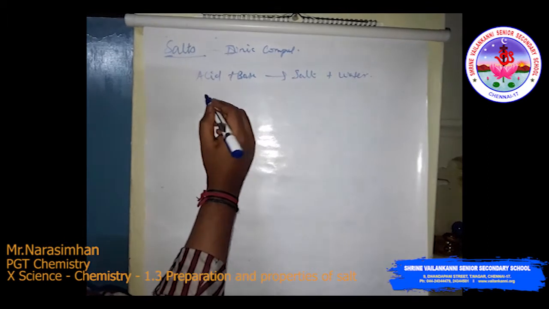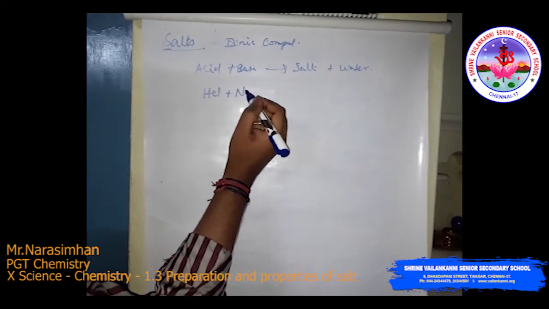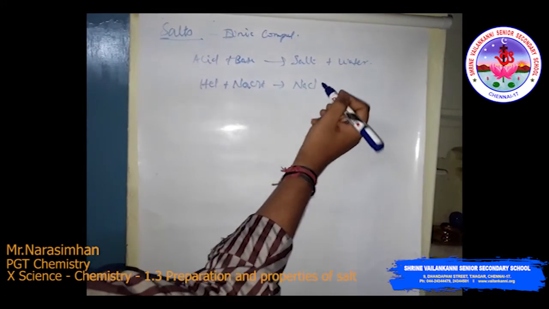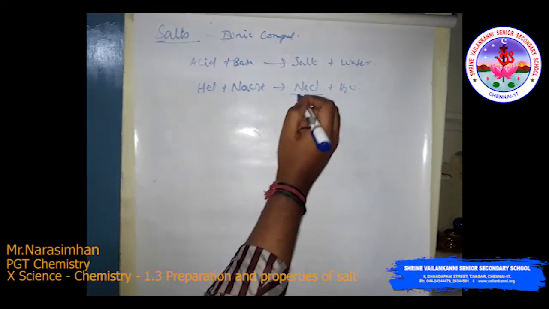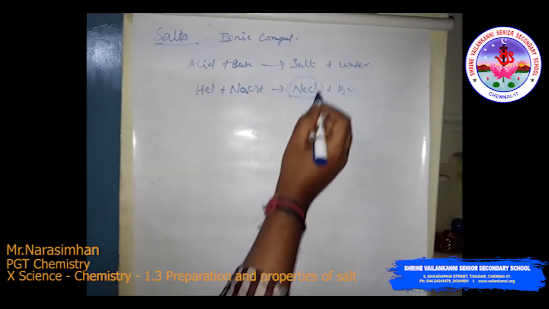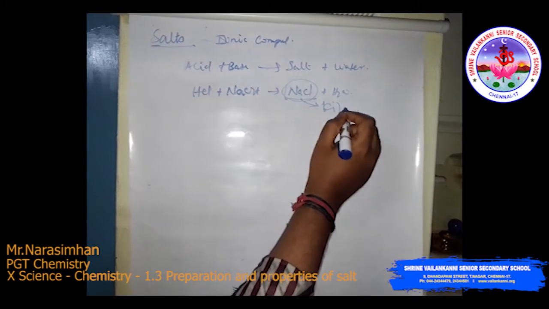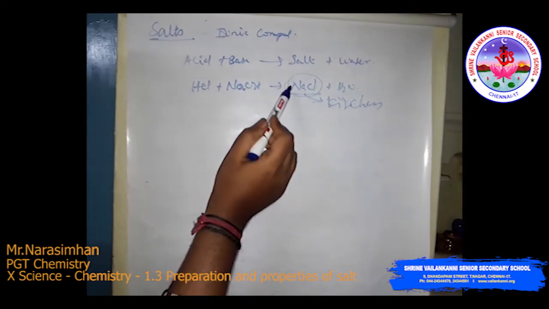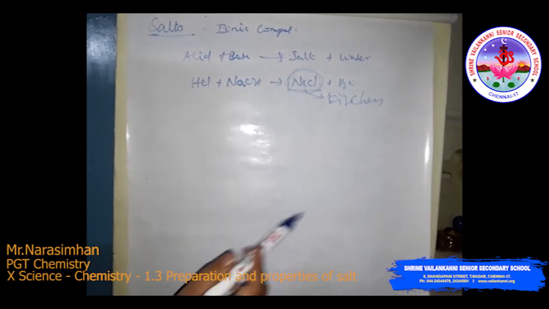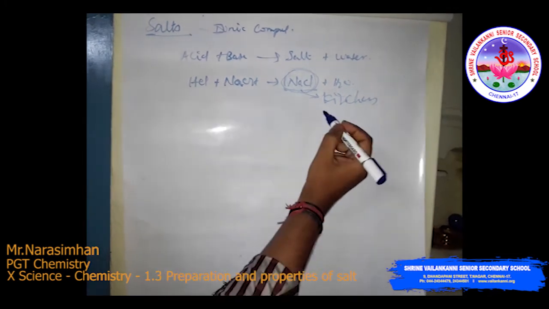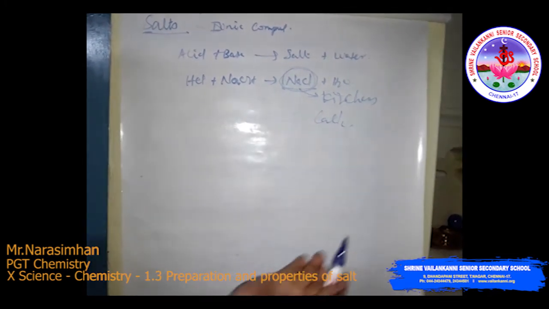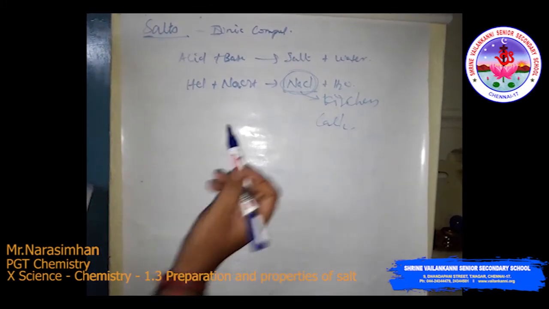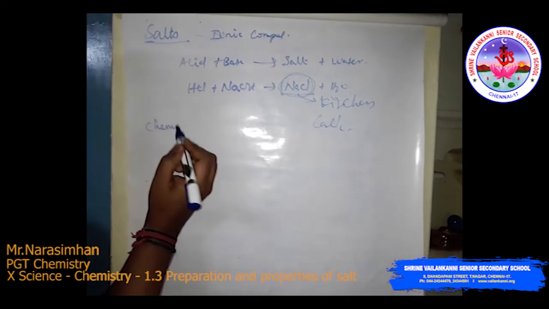For example, the acid HCl plus NaOH, the base, produces NaCl and H2O. NaCl is a common salt, the one we use as kitchen salt. The remaining ones are chemical substances like calcium chloride, magnesium chloride, calcium sulfate. These are also called salts. Some important salts we can discuss here.